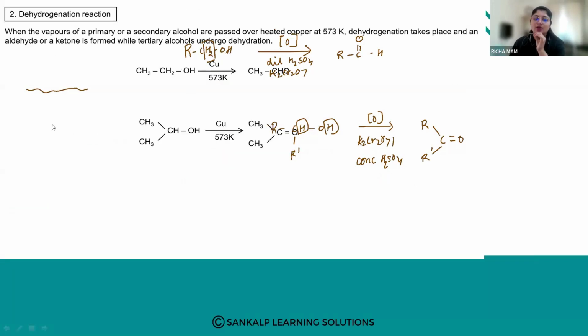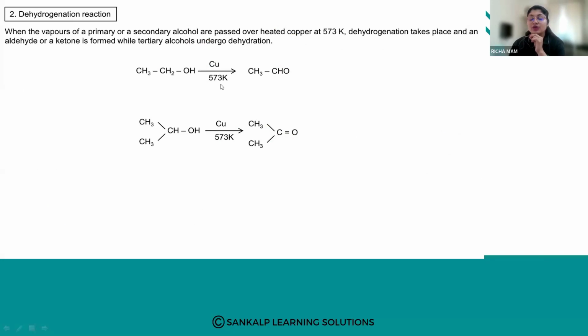is the dehydrogenation reaction. Dehydrogenation means removal of hydrogen, the H2 molecule. So this is a dehydrogenation reaction. Again, we took a primary alcohol, took copper metal and heated at a temperature of 573 Kelvin. We get a corresponding aldehyde with a primary alcohol.